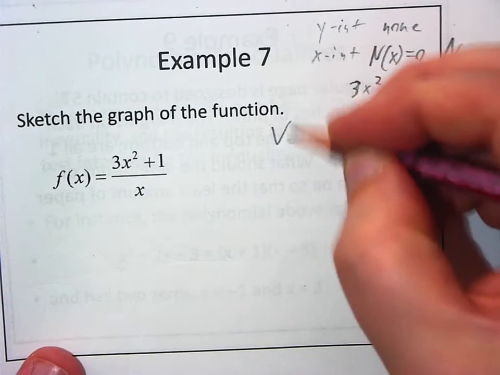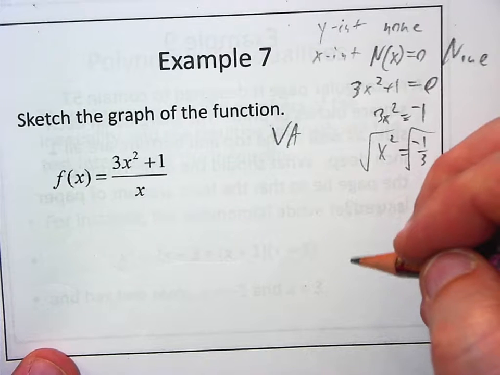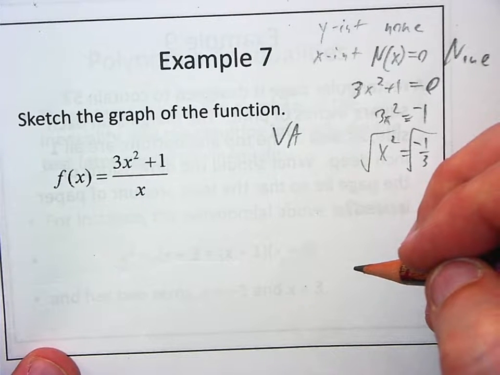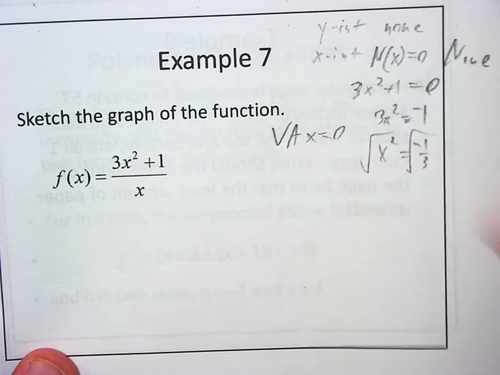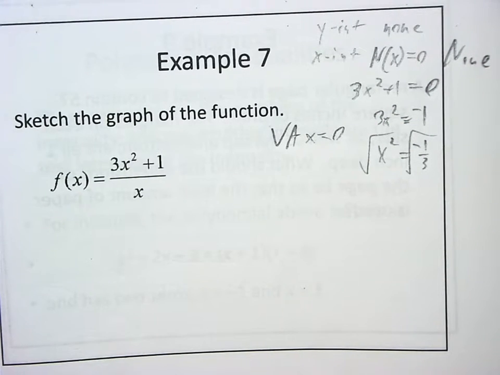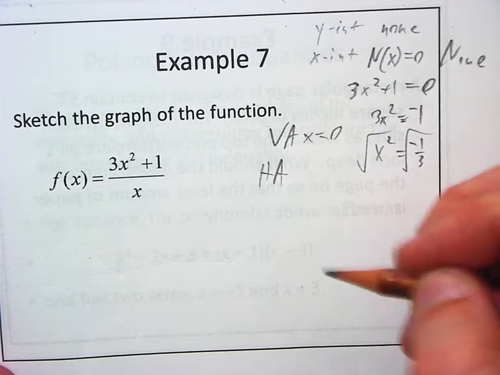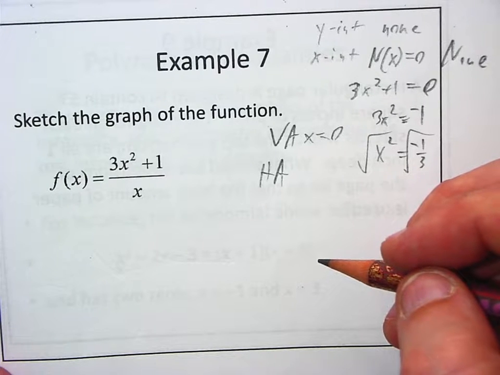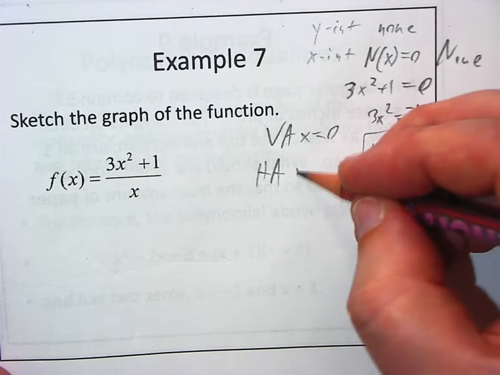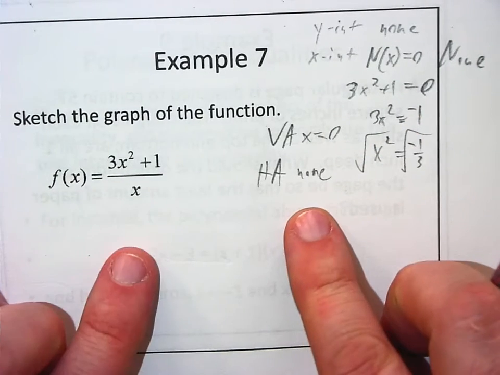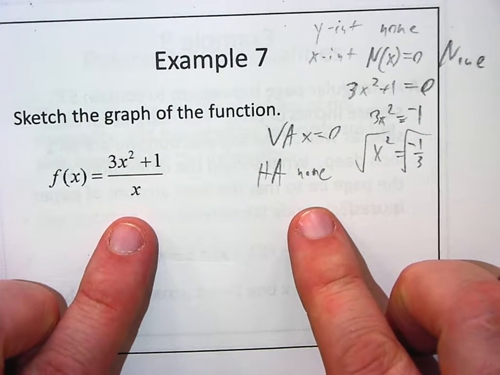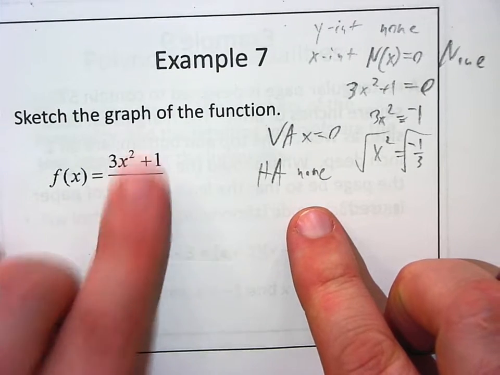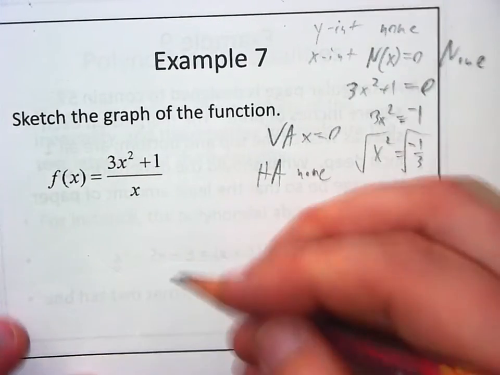Asymptotes. Vertical asymptotes. Do I have any vertical asymptotes? Where? At x equals 0. That's when the denominator equals 0. What about horizontal asymptotes? None of them. The reason is, anytime you have a slant asymptote, you're not going to have any horizontal asymptotes. Guaranteed, because the top's going to be bigger than the bottom. So I do have a slant asymptote.